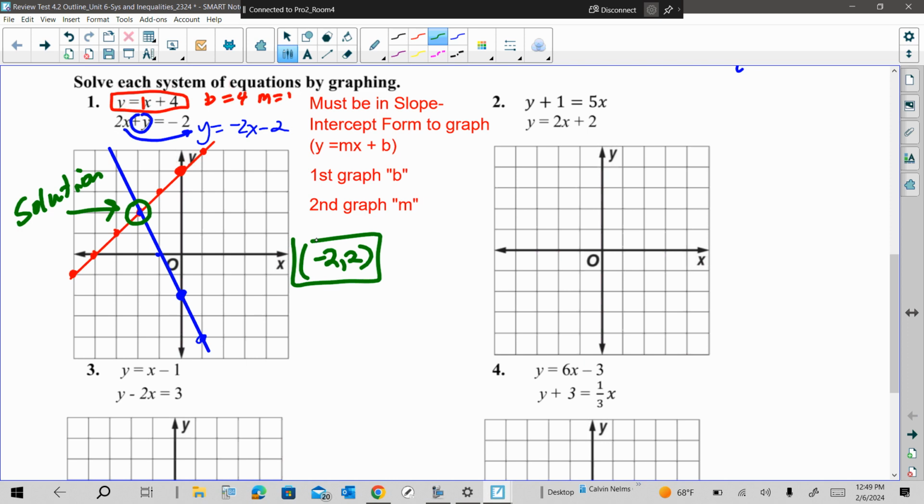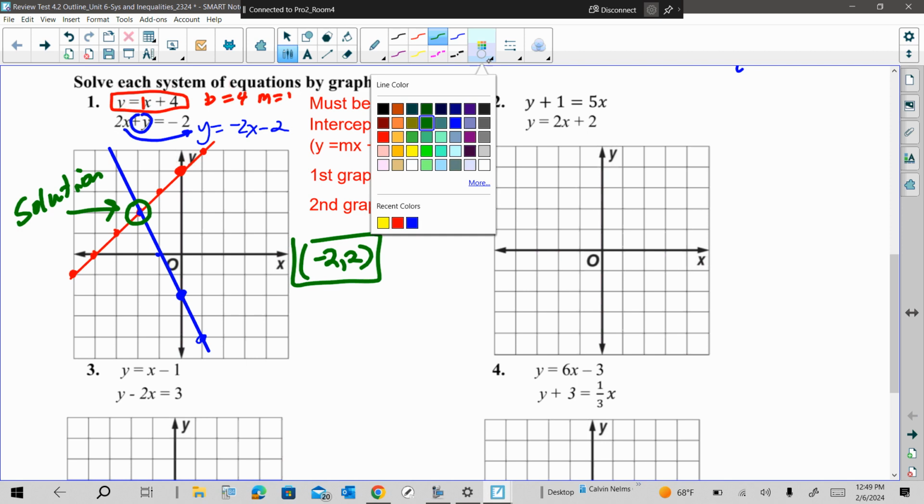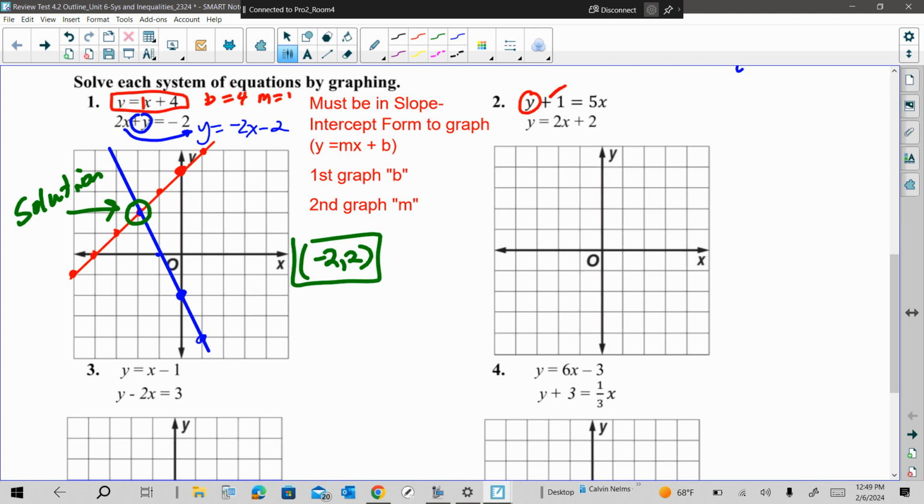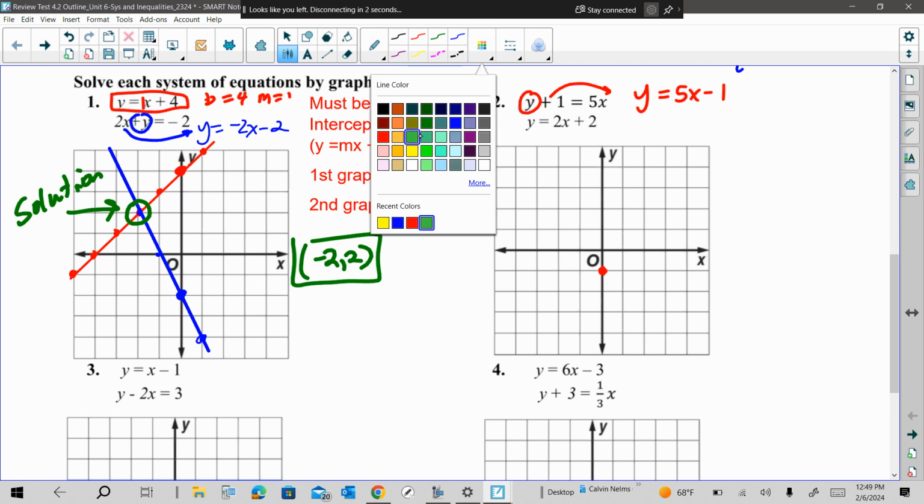So on number 2, again, the first equation is not solved for y. The y is already positive. All I need to do is move this 1 over. You can say minus 1 on both sides, but we talked about these shortcuts with the other methods. So this is going to be y equals 5x minus 1. So the y-intercept is a negative 1. The slope is the 5.